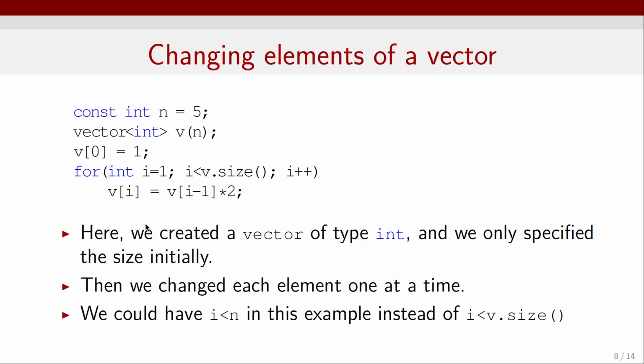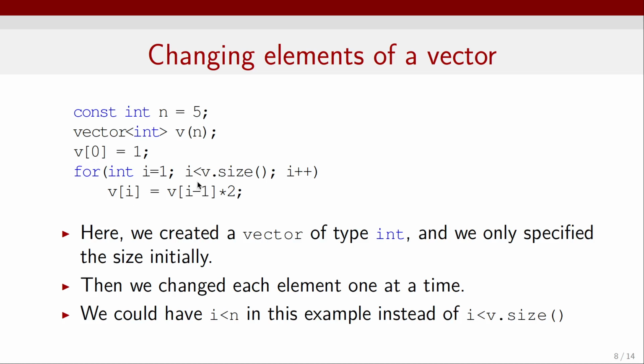So here we created a vector of type integer, and we only specified the size initially. And then we changed each element one time. And by doing that, we defined the vector vi for all values of I, going from 0 up to 4, which is the highest value.